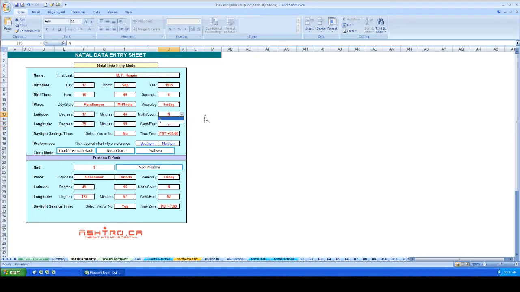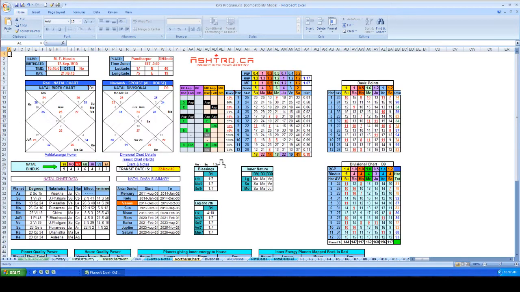This out here is north and south. Daylight saving time: yes and no. So there is no daylight saving time, and it is India, so it's IST, which is minus 5:30 right here. That's it. It will calculate the data here, and this is the chart that we have of MF Hussain.